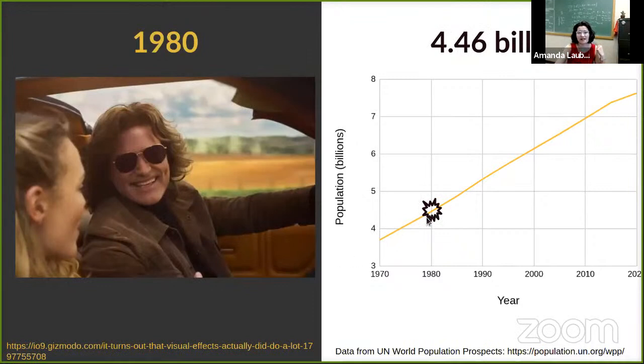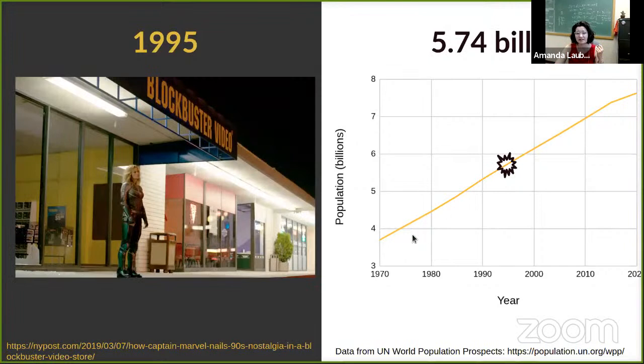Forward 10 years is 1980. You've just seen a little bit of change. We're up to 4.46 billion people. That's when Star-Lord's mom and dad were hanging around in, I think, Missouri, in one of the Guardians of the Galaxy movies. Forward 15 years to 1995, the population's at 5.74 billion. That's more of a jump than we saw the first time, but that's because we went further. We're still at about the same rate of growth as before. And that's when Carol Danvers crashed the Blockbuster Video in the Captain Marvel movie.